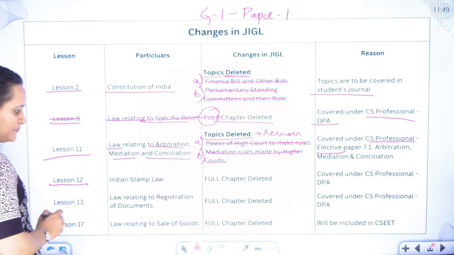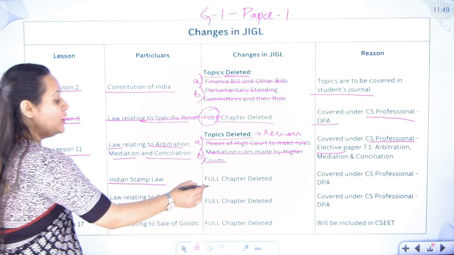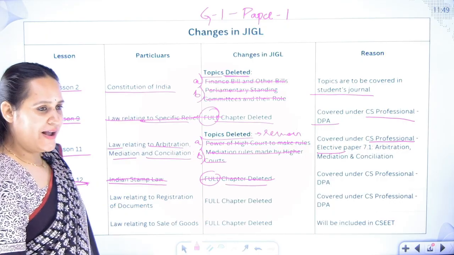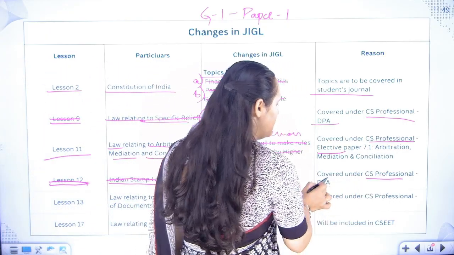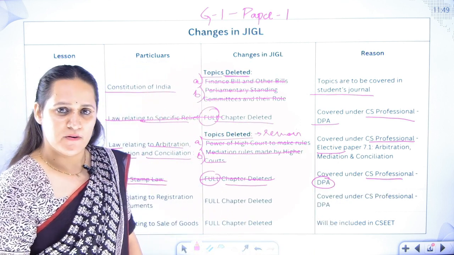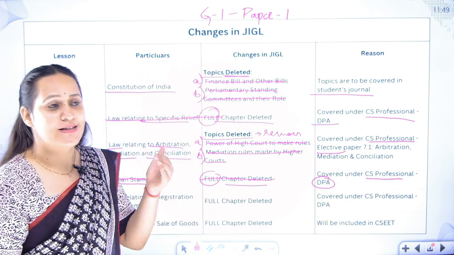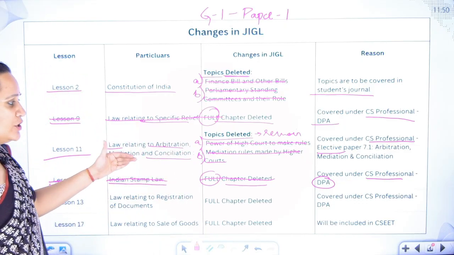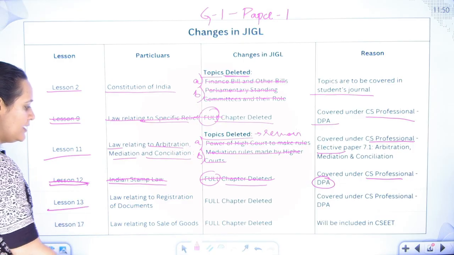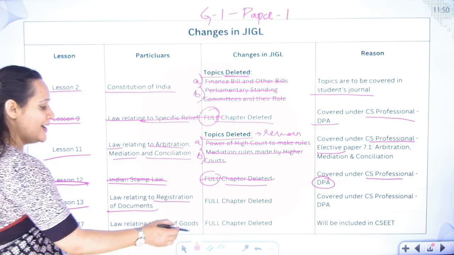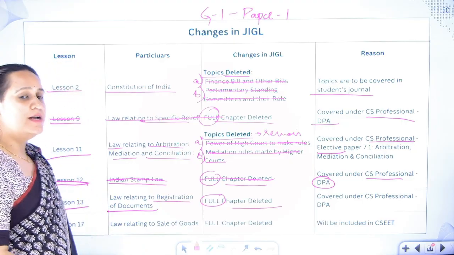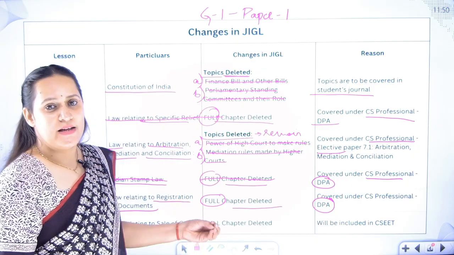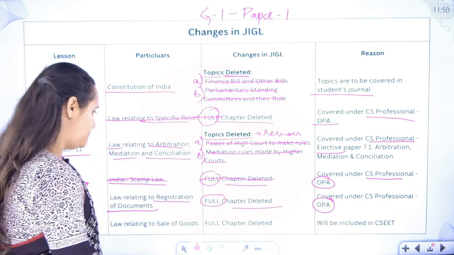Lesson number 12, Indian stamp law. Full chapter has been deleted. Why? Because it is again covered in the CS professional program, drafting, pleading and appearances. So they don't want you to study the same thing in 2 different subjects. So they have deleted it from the CS executive program. Next, lesson number 13, law relating to registration of documents. Again, the entire chapter has been deleted. The reason is same concept is also covered in the drafting appearances and pleadings paper at the CS professional level.